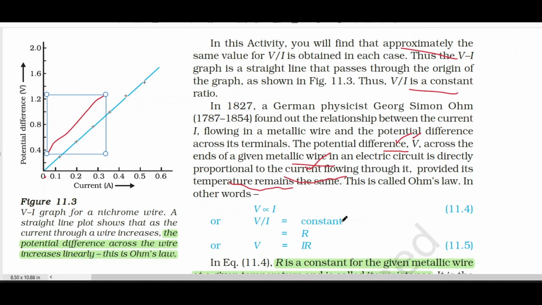This is called the Ohm's law. And this is a very important law. What is the Ohm's law? This is the Ohm's law. The potential difference V across the ends of a given metallic wire in an electric circuit is directly proportional to the current flowing through it, provided that the temperature remains the same. Okay.